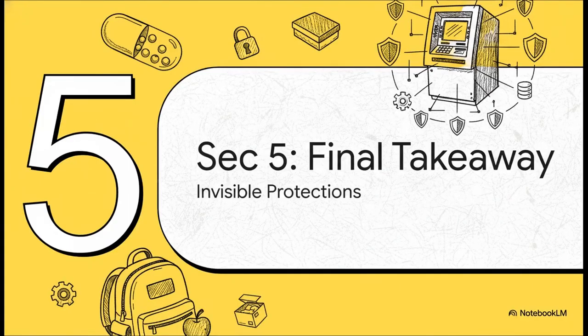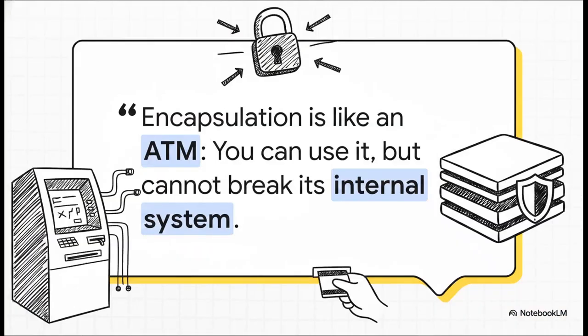Which brings us to Section 5, the final takeaway, building invisible protections. Think about how this incredibly simple idea of hiding and controlling scales all the way up. From the tiny protective shell of a medicine capsule keeping ingredients safe, to a zipped school bag protecting your laptop, all the way up to an ATM securing global banking software. It's the exact same architectural principle. Our source material actually summarizes it perfectly with this foundational thought. Encapsulation is like an ATM. You can use it, but you cannot directly access or break its internal system. By keeping our state private and routing all interactions through carefully crafted methods, we're building code that is robust, reliable, and practically indestructible from the outside.